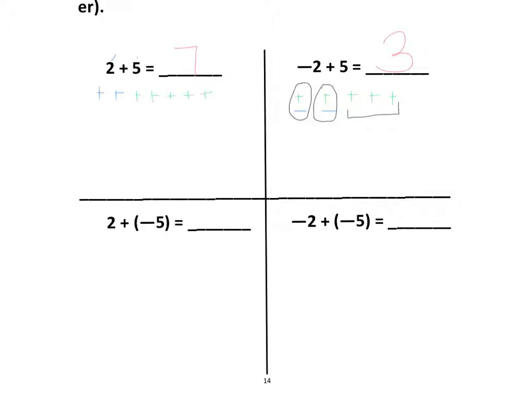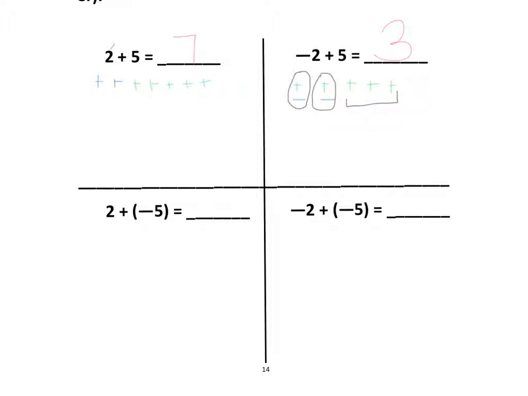Let's take a look at 2 plus negative 5. So we have 2 positives, 2 plus signs, and then we have 5 negatives. Remember that the negatives go directly below the plus signs. So we put 2 minuses below the plus signs, and then we finish out our 5 negatives. And we make our 0 pairs. 0 pairs, once again, are when you have a positive and a negative together. They cancel each other out. They 0 each other out. They're a 0 pair. We look at what do we have left, and we have 3 negatives left. Therefore, the answer is negative 3.